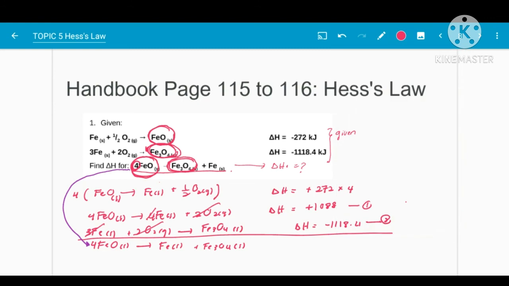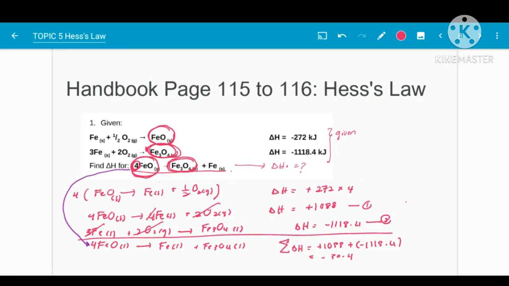Next, what we have to do is just total the enthalpy change. Positive 1088 plus negative 1118.4. What is the answer? The final answer is negative 30.4. So I think that's all for the calculation of the enthalpy change using Hess law.